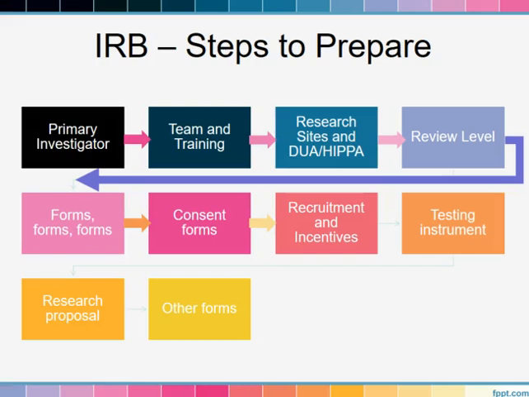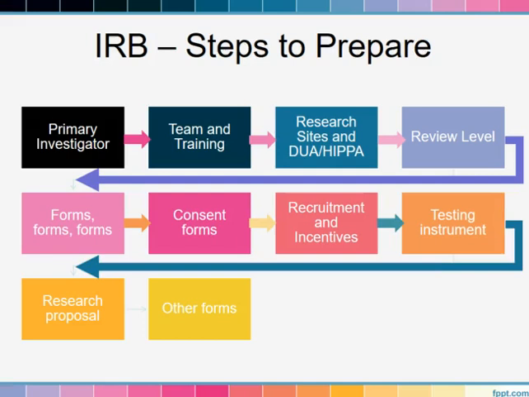You need to have the actual advertisements or communications that you will use to recruit participants. Next, you need to document the testing instruments that will be used during the study and their respective potential for harm. As I mentioned earlier, you must complete a research proposal that includes things like the purpose of the study, population, the anticipated risks and benefits, the research procedure, the informed consent procedure, and the procedure for maintaining confidentiality.